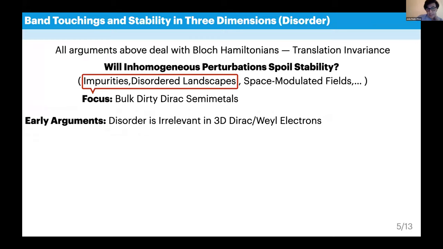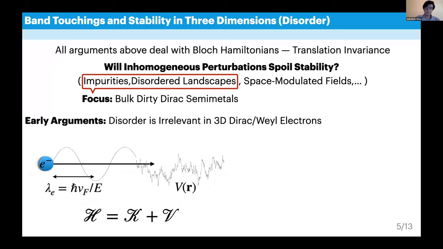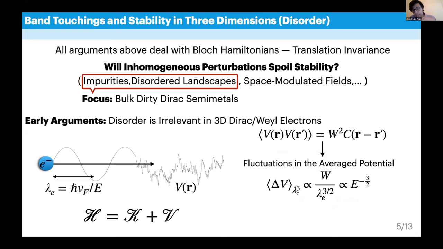So the early arguments about disorder in general said that basically in 3D it is irrelevant. And there are many arguments on this. One that I particularly like is a very heuristic one, but basically gives you the same results as a self-consistent Born approximation or a saddle point approximation for a field theory and so on, in which you have an electron in 3D that is a Dirac electron that has the de Broglie wavelength given by this, because E is linear in k, and then it's going through a rough disordered potential, which we can take rather generally as a correlated potential, which has this correlator, and it can have a characteristic distance. So it can be short range correlated. And if we do this, we can say heuristically that the electron will feel the fluctuations of the average potential in the volume that is defined by its wavelength.